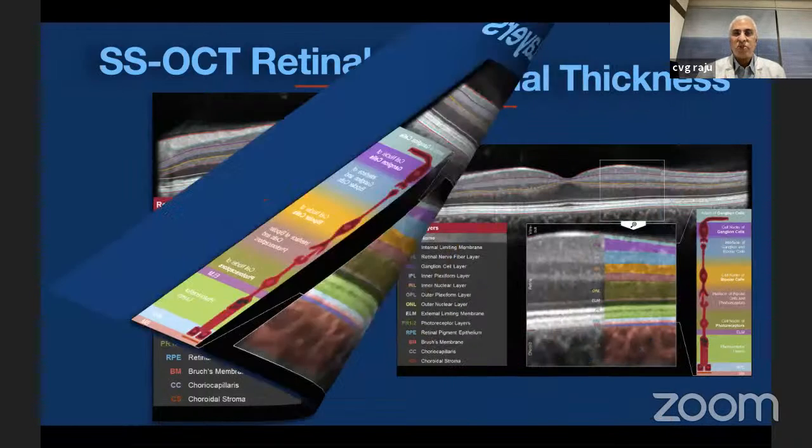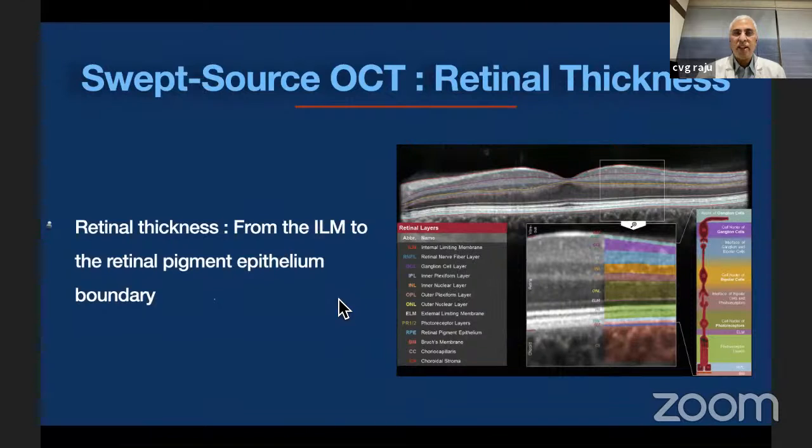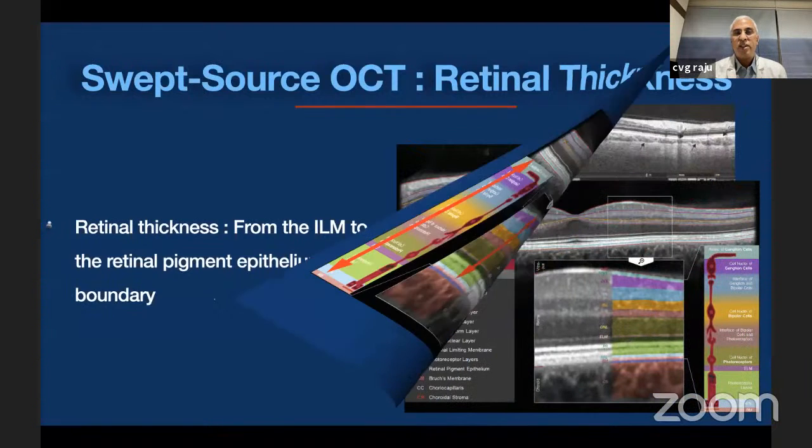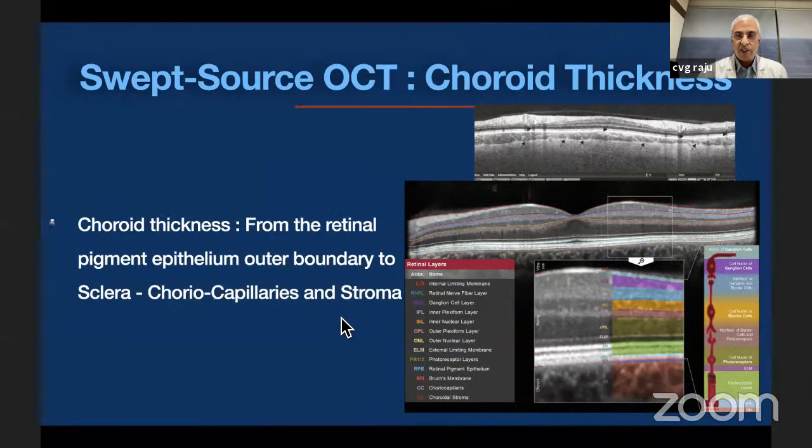In SSOCT, another great strength is that retinal thickness can be measured from the ILM to the retinal pigment epithelium, that is, the entire retina. And we can also measure the choroidal thickness separately. So that is the choroidal thickness.